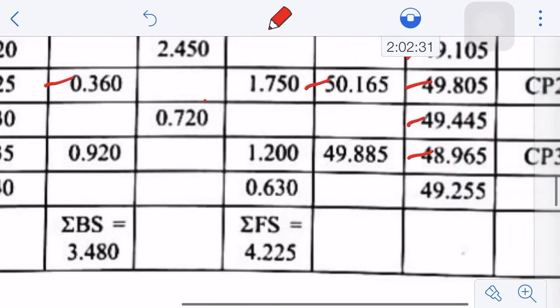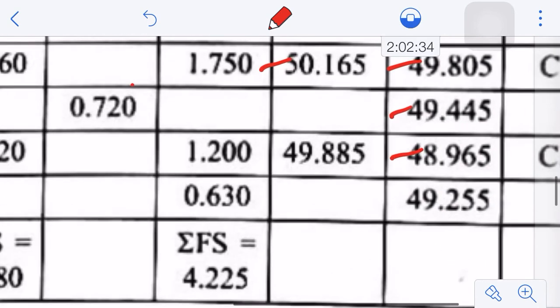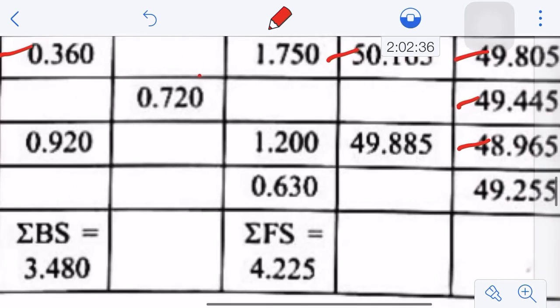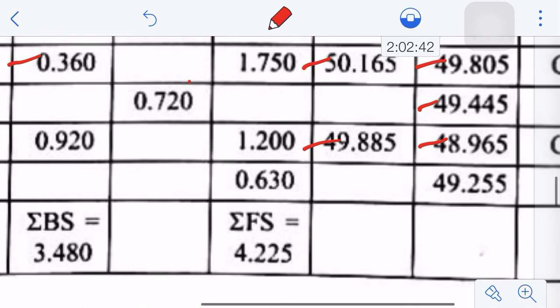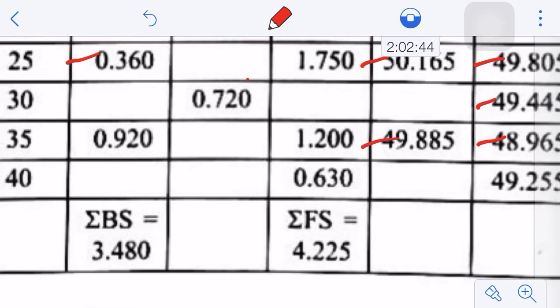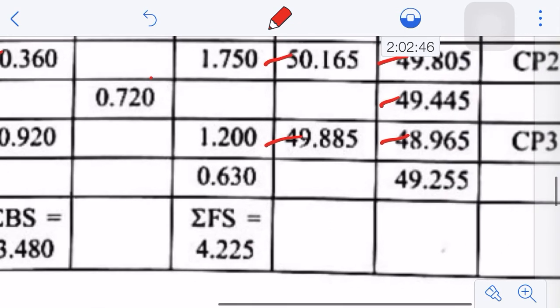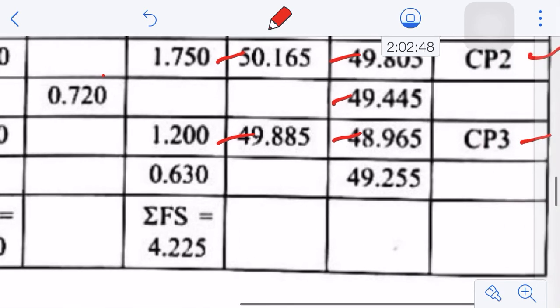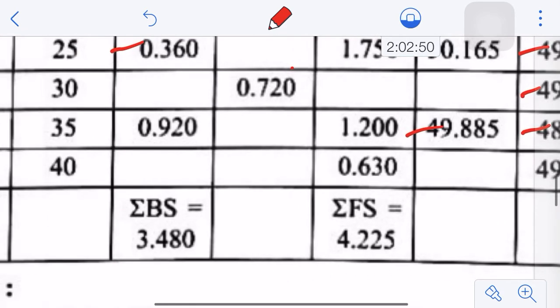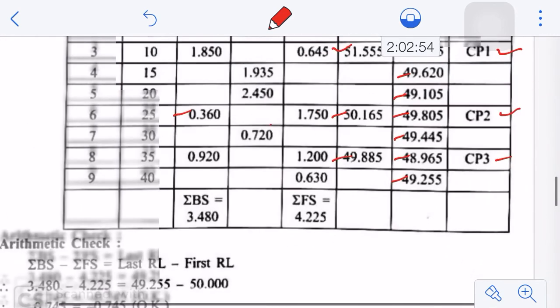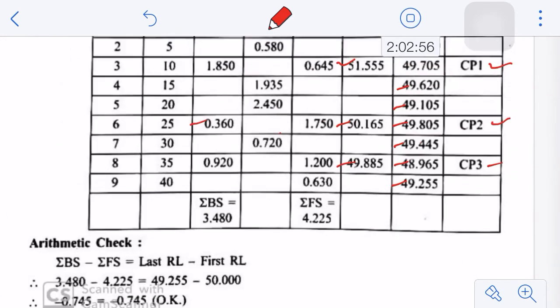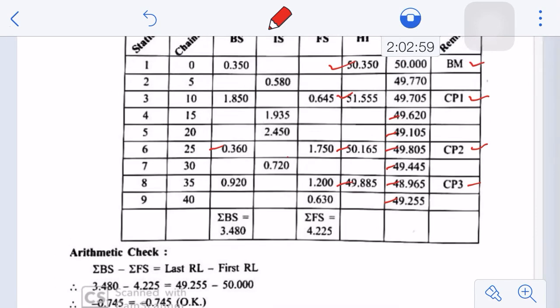Once that is there, you will compute the new height of instrument, which equals this BS reading added to the RL of this point. So it would be equal to 49.885. And the last reading is your FS 0.630. It should be subtracted from 49.885 to get the RL of the last station, station number 9. So finally it is 49.255. Right, so this is how it is to be done.